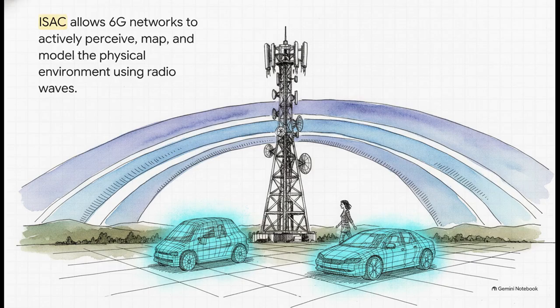And that builds to what is arguably the most mind-bending convergence coming our way: Integrated Sensing and Communication, or ISAC. In the 6G era, the exact same radio waves transmitting your data will simultaneously act like radar. They'll actively perceive, map, and model the physical environment in real time, sensing gestures, mapping autonomous vehicle routes, and even monitoring passive health metrics. The network literally becomes a distributed sensing system.